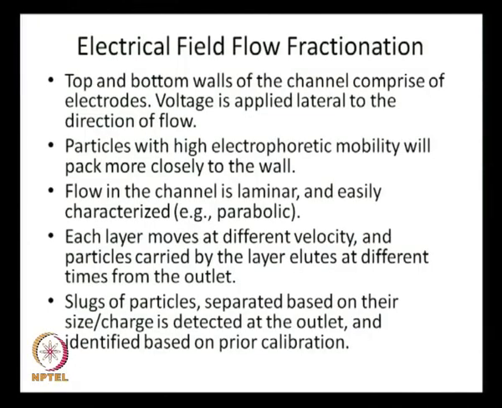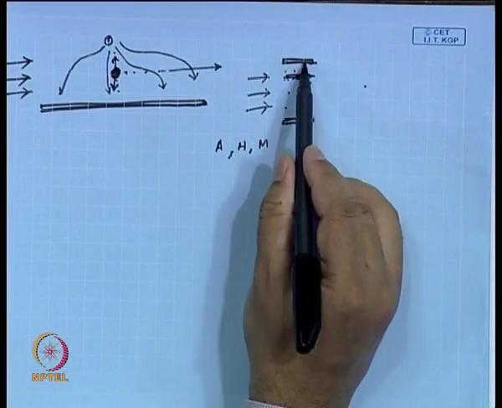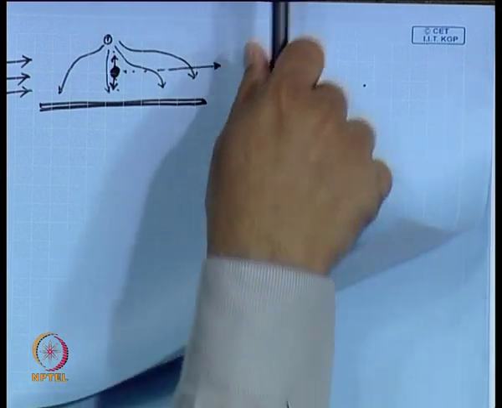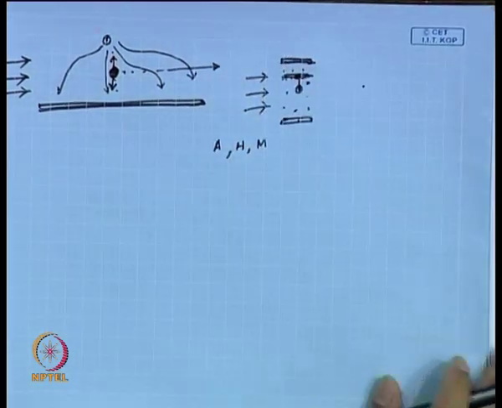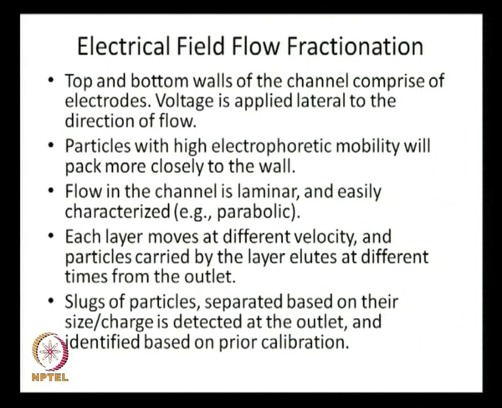having these components. So, what I write here is: top and bottom walls of the channel comprise electrodes, voltage is applied lateral to the direction of flow. You understand that flow is going in this direction, and the voltage is applied lateral to it. Particles with high electrophoretic mobility will pack more closely to the wall; that we understand. If the electrophoretic mobility is higher, the particle will go close to the wall. Flow in the channel is laminar and easily characterized, such as parabolic.